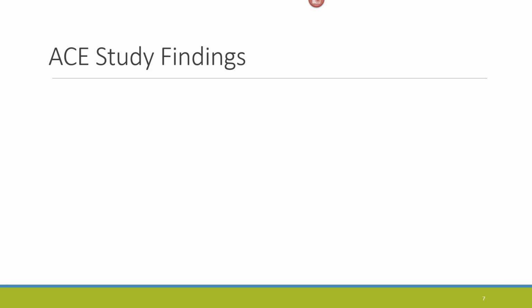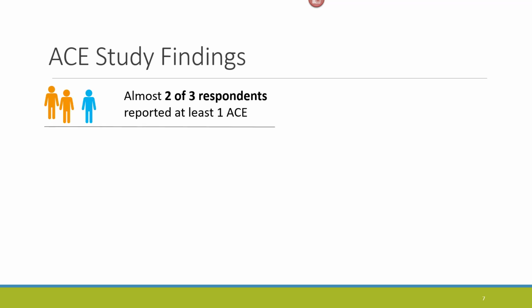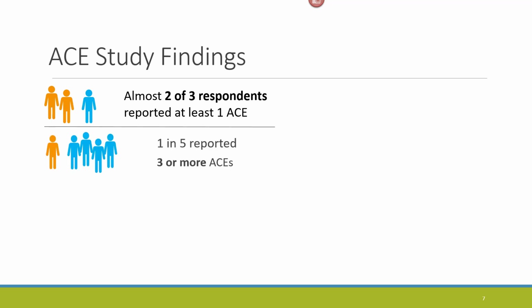The ACE study found adverse childhood experiences of abuse, neglect, and family dysfunction to be common. Almost 2/3 of study participants reported at least one ACE, and about 20% reported a score of 3 or more. A person's ACE score can help explain their risk for health and social difficulties. As your ACE score increases, so does the risk of disease, social, and emotional problems.